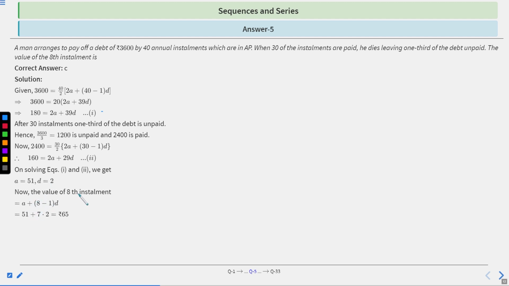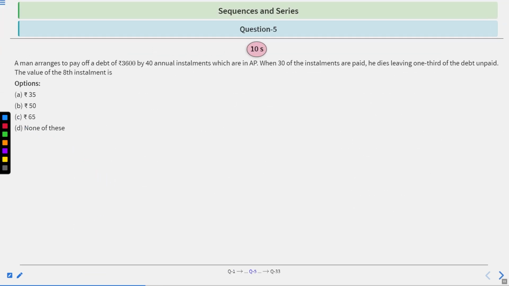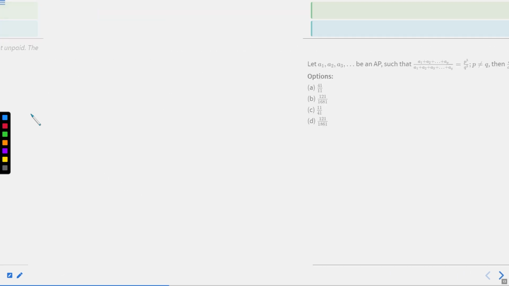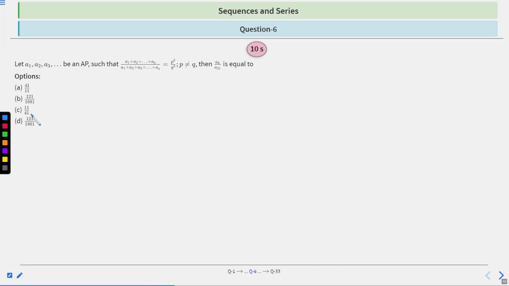Now it is asking that we have to find the value of the 8th installment. So the 8th installment will be a plus (8 minus 1) into d, and a is 51 and d is 2. By putting this, we will get the 8th installment as 65 rupees. So option C is the right choice. Let's move to question 6.